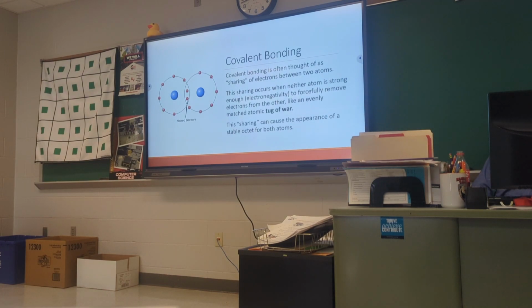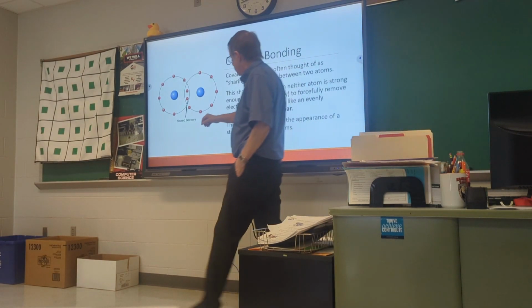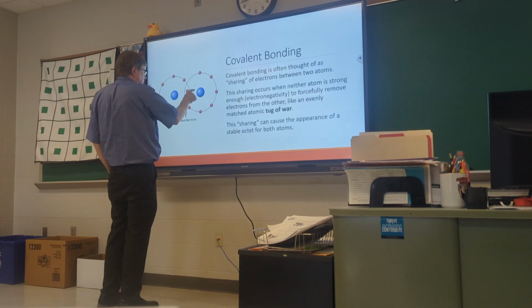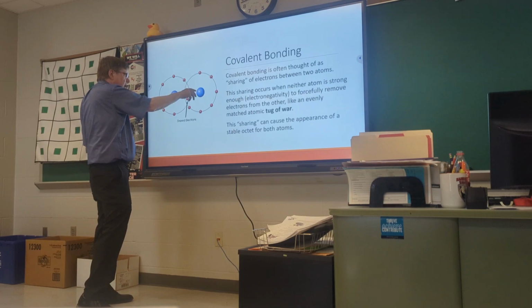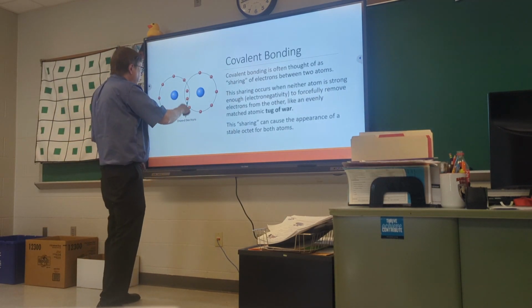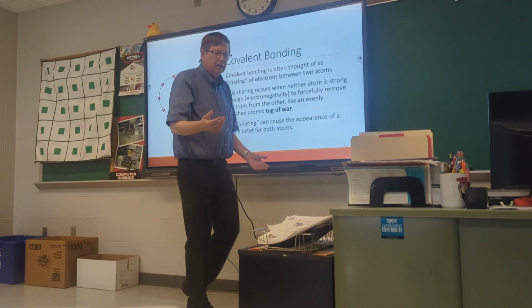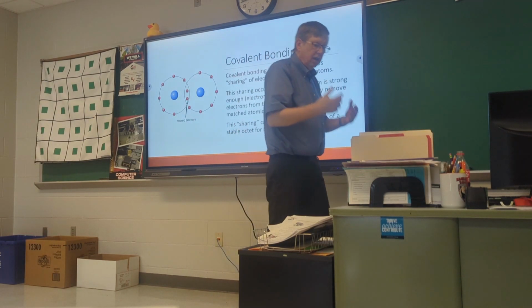Covalent bonding is a sharing. Each of these atoms contribute one electron, and they both share that electron. So they end up with 8 electrons. We'll say actually they end up with 7.5. But what that means is it's a more stable atom.